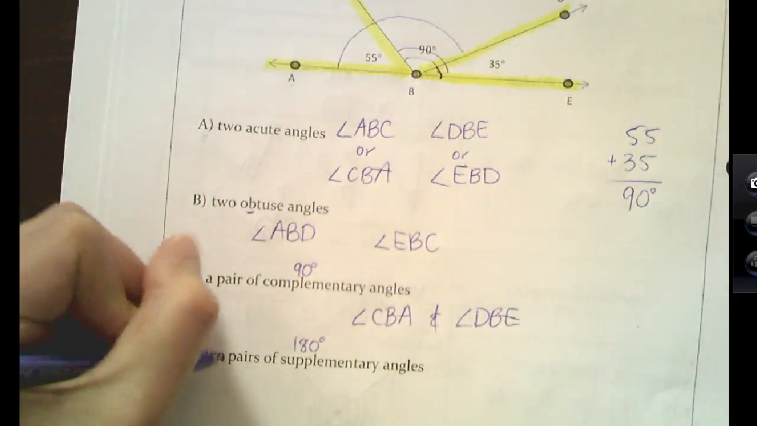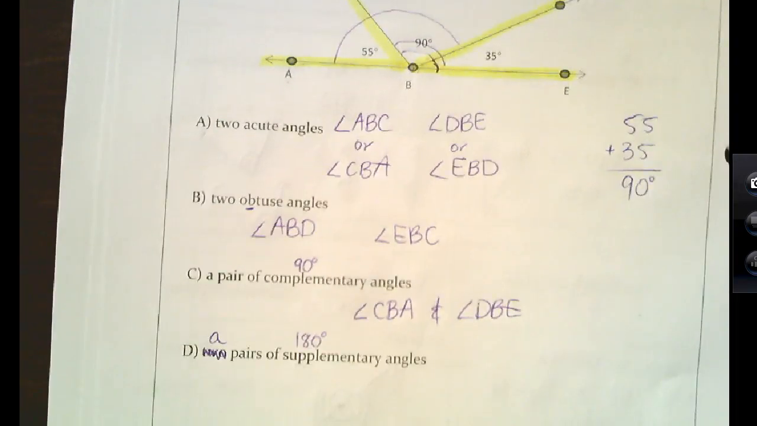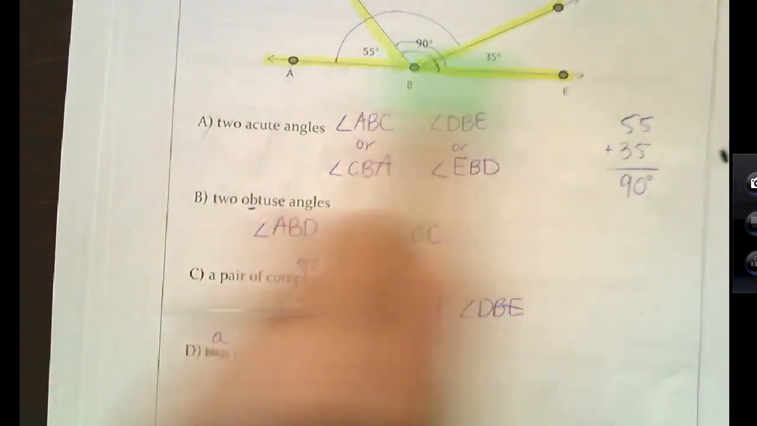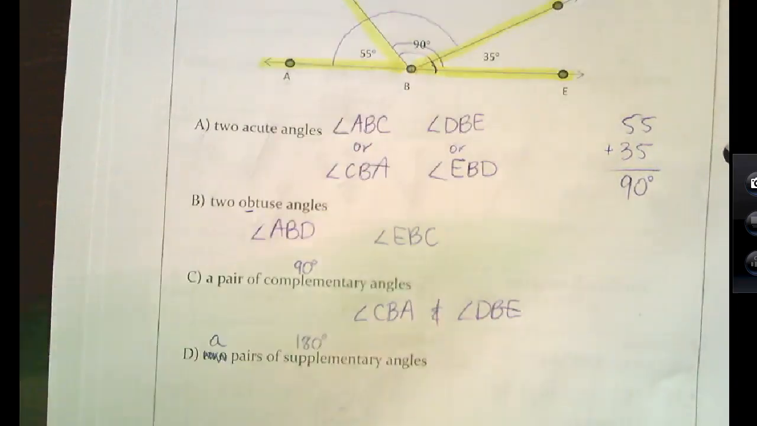And for letter D, change the word to A. We're just going to do one pair. So for letter D, we are looking for a pair of supplementary angles. So we need two angles that add up to 180 degrees. 180 we're looking for. And I'll give you a hint. A straight line, that's 180 degrees, right? So who can name two different angles here that we could put together to form that straight line?